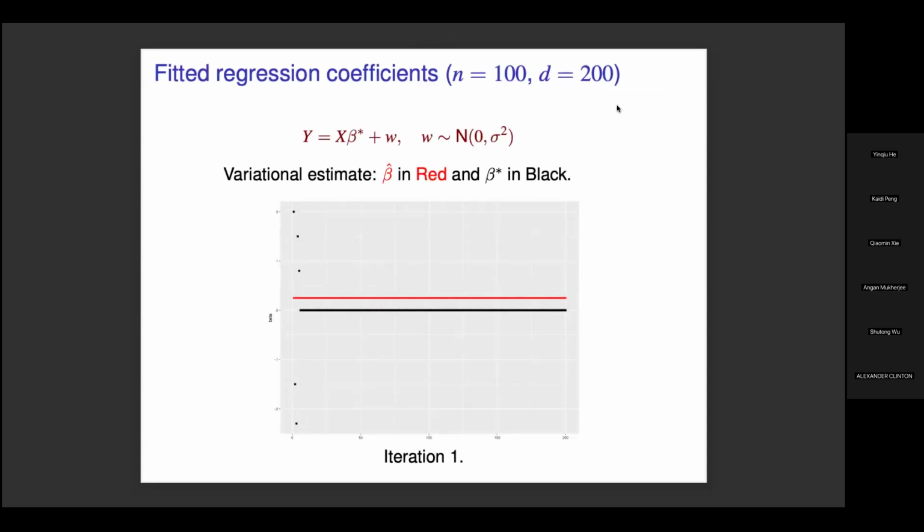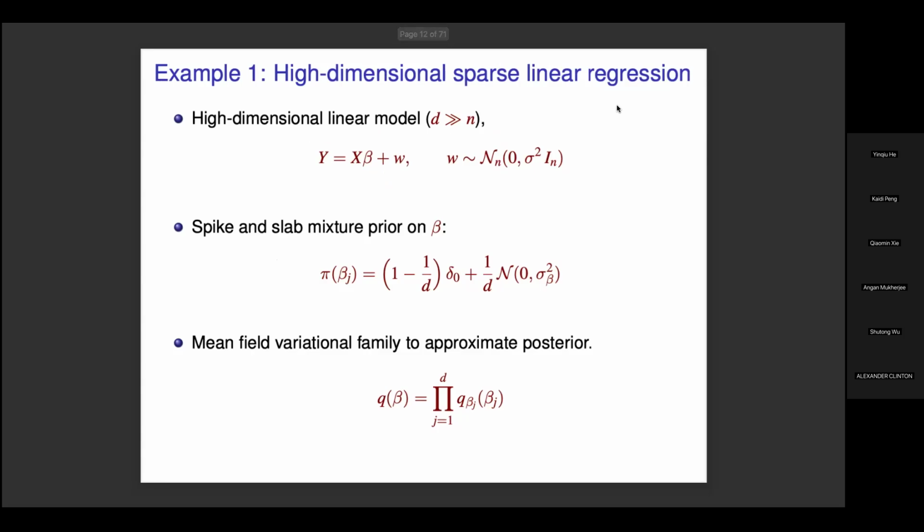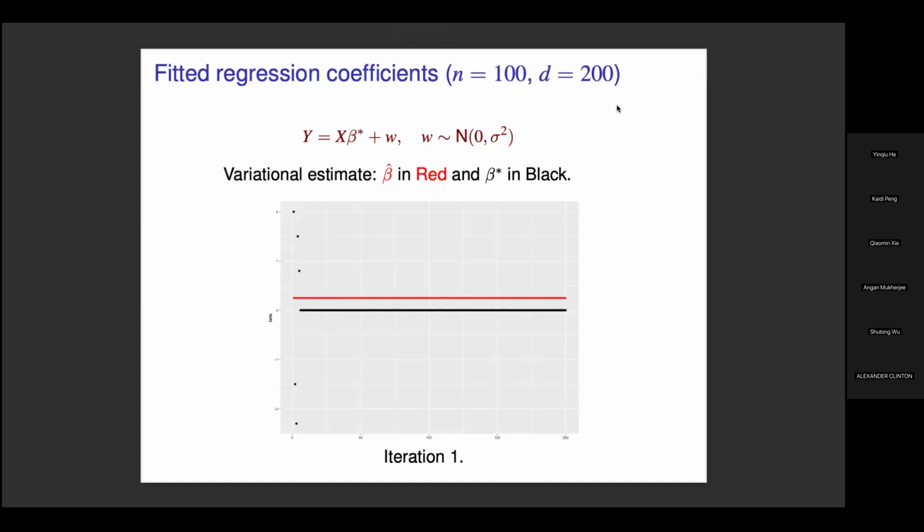Just a clarification: is there any reason why you're putting so much weight on beta having maybe one or two non-zero entries? Like, why is it 1 over d? It's typically the right choice if you assume the sparsity over the sample size goes to 0. So let's work with this mean field family and look at some illustration.